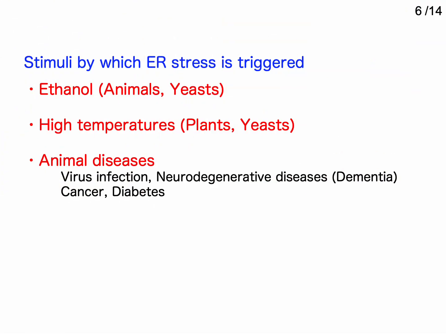ER stress occurs in various situations. One is ethanol. When cells are exposed to ethanol at high concentrations, ER stress is triggered in both animals and yeasts. In addition, in plants and yeasts, high temperatures are also known to lead to ER stress, likely because of impaired protein folding at high temperatures. Furthermore, in animals, ER stress is linked to various diseases, including virus infection, neurodegenerative diseases, cancer, and diabetes.